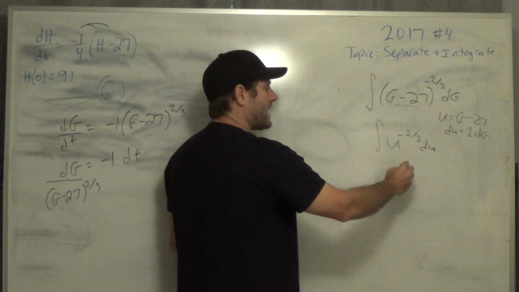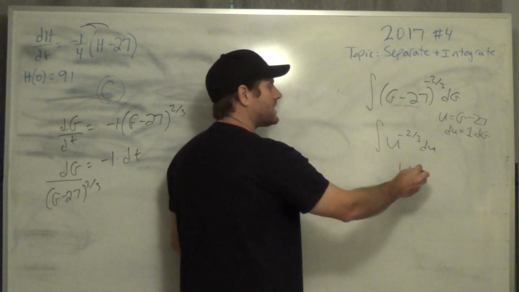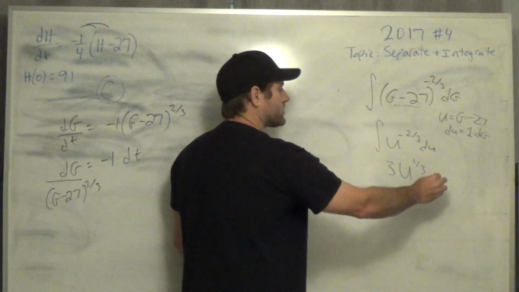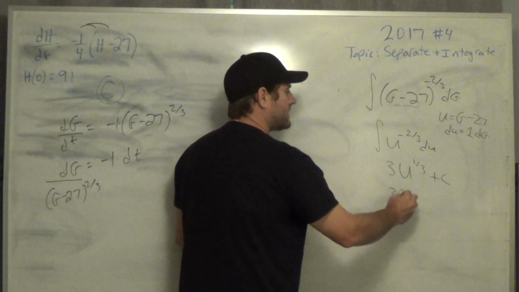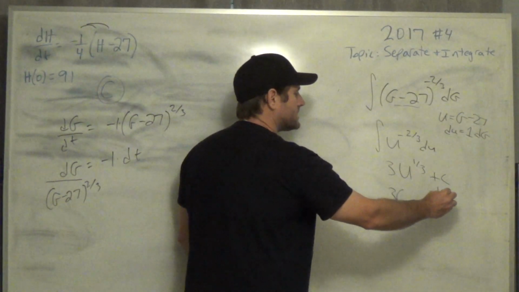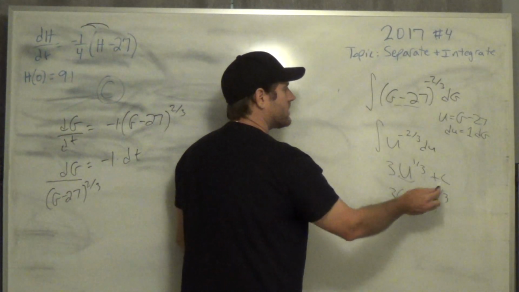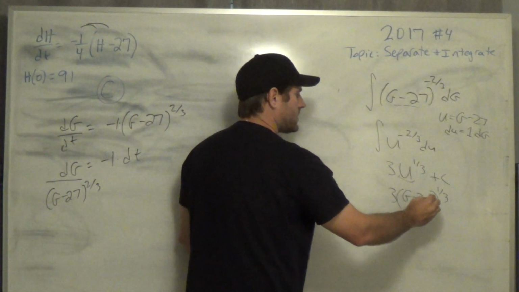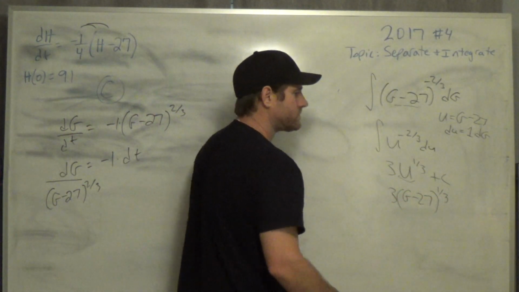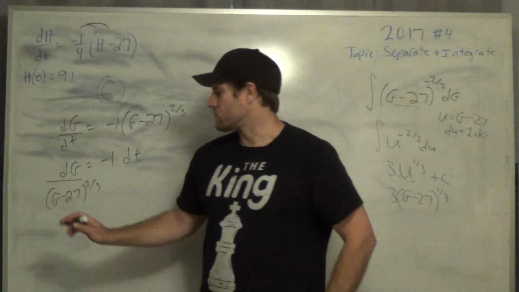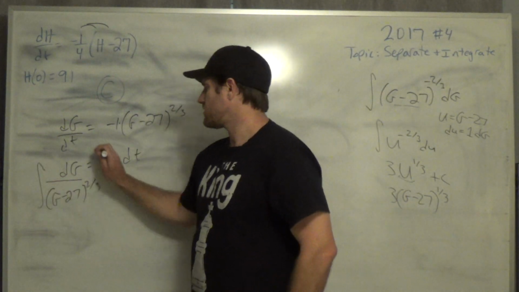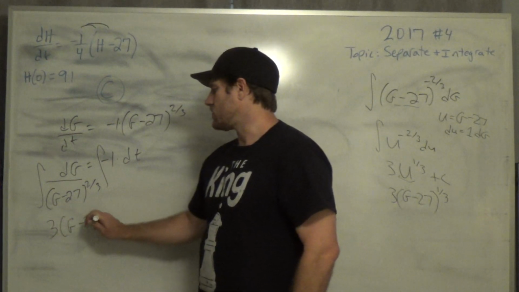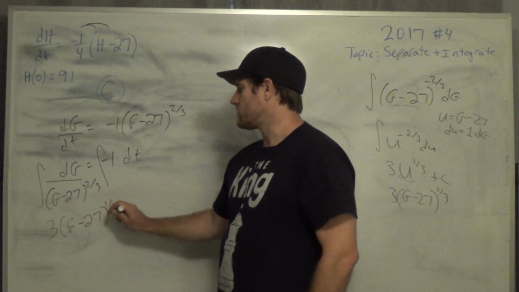The antiderivative, we would add 1 to the exponent. When you add 1 to negative 2/3, you get 1/3. And then we're going to multiply by the reciprocal, 3. And then we're going to finish by replacing. So the u can be replaced with g minus 27. So we have 3 times g minus 27 to the 1/3.